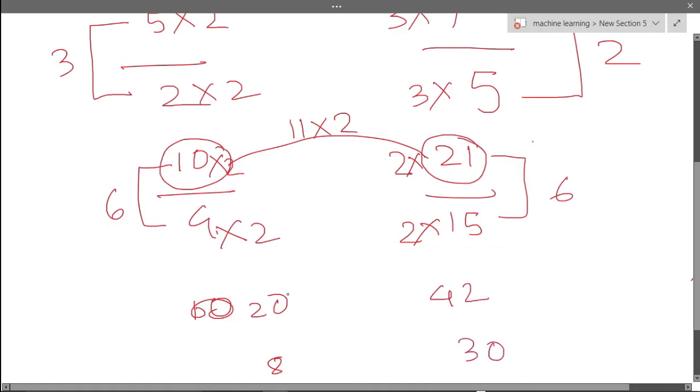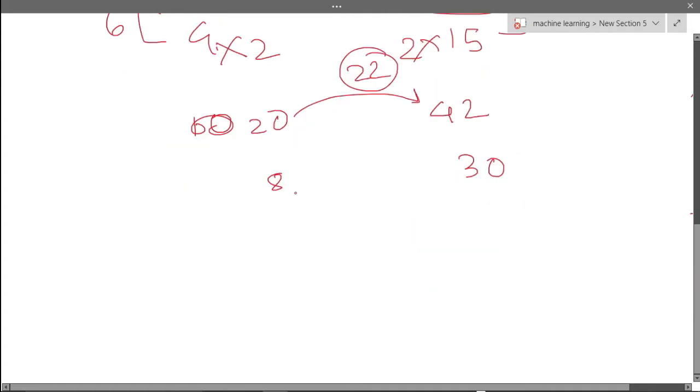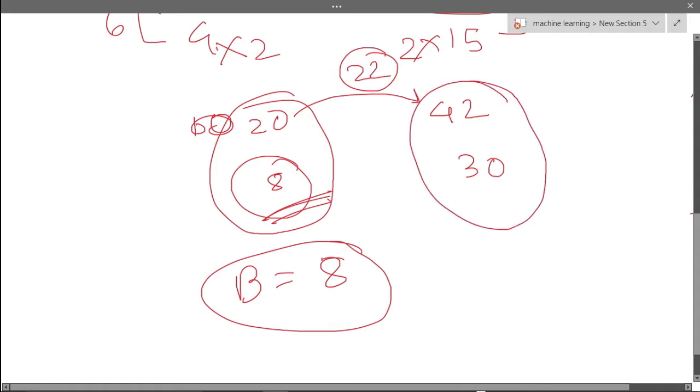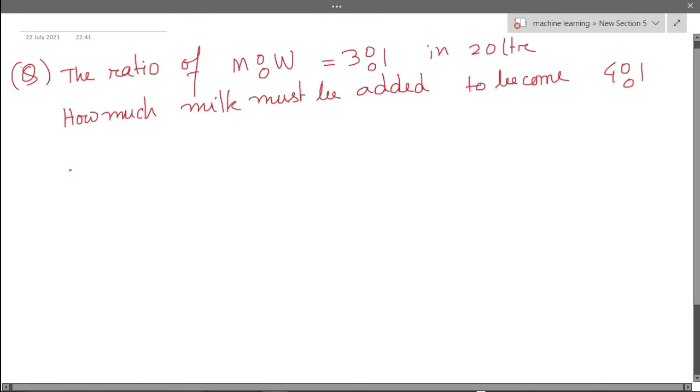Now after 22 years it becomes 42. So present age of B is 8. This is the present age, and this is the age after 22 years. Okay, look at the next question.